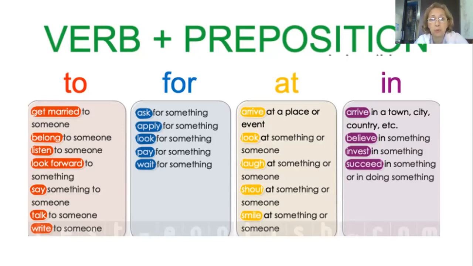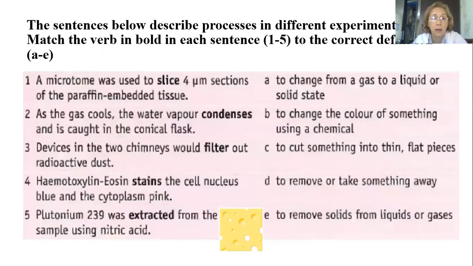So it's impossible to study all the prepositions just at one lesson, but I'm sure you remember these prepositions, and we should remember what kind of preposition to use with specific verbs when we write the description of a process in our thesis paper. Now let us look at the sentences. They describe processes in different experiments.